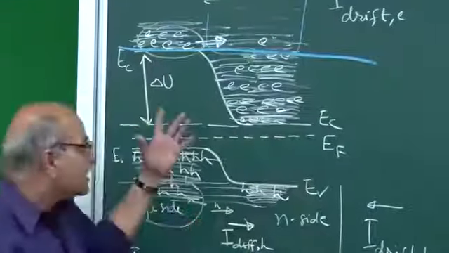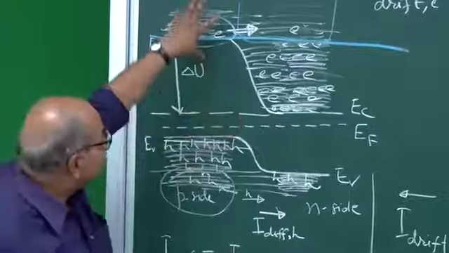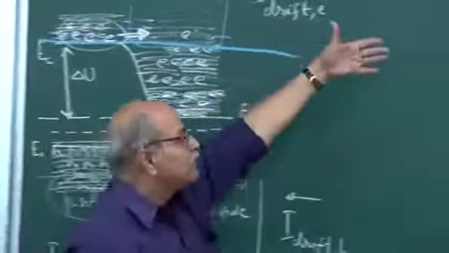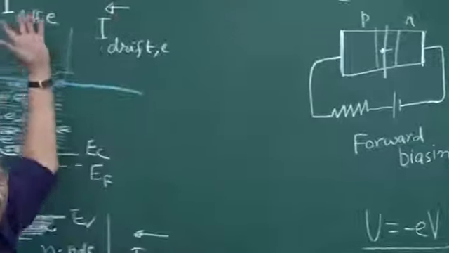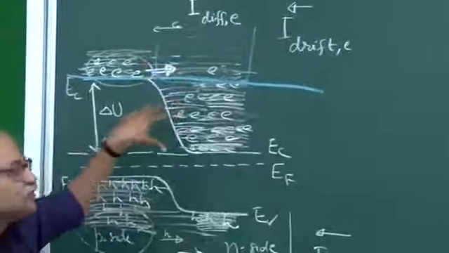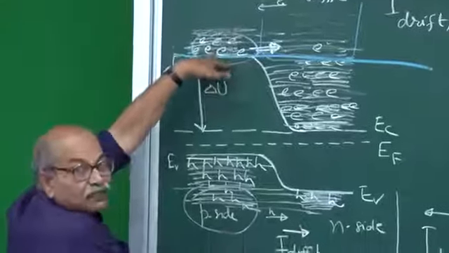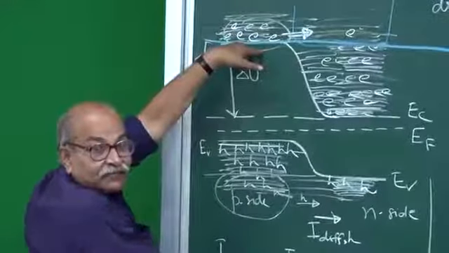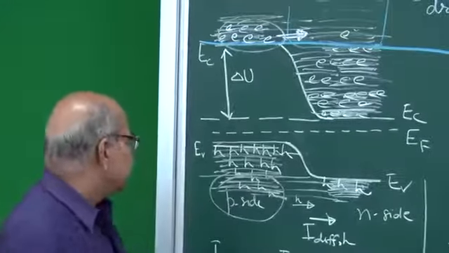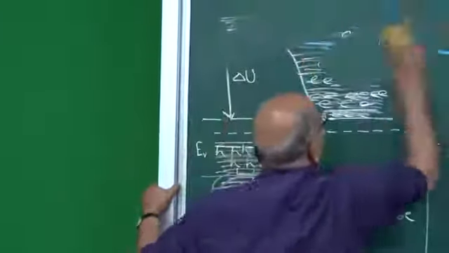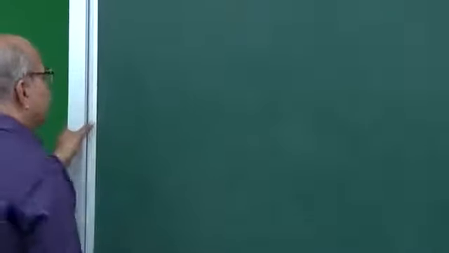So in this diagram, what is the effect? The effect is that P side energies are brought down. P side potential has gone up, so P side energies have gone down. So we have to shift this part down. That will be the effect. Okay. So let me draw a fresh diagram of this band.